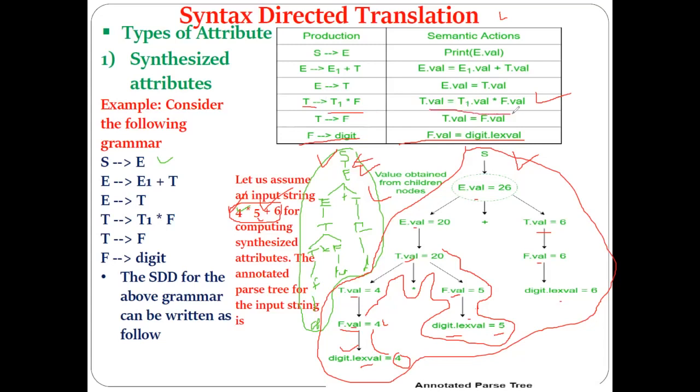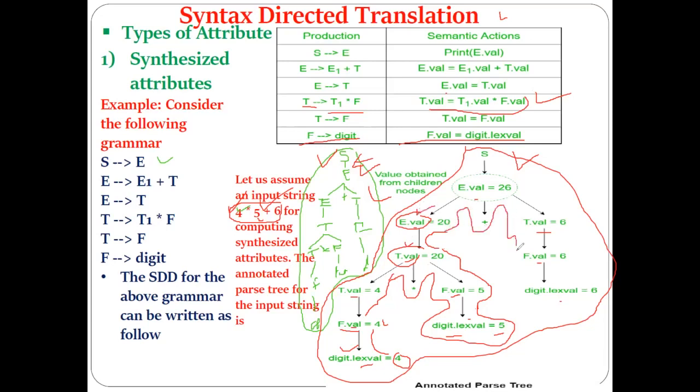And what semantic rule do I have to perform here? T1 dot value × f dot value reduced to t dot value. So that is the reason here multiplication of 4 and 5 will happen. Now t dot value here is the parent node, and its children nodes are this t dot value and this f dot value. That's why we will get 20 here. We move on traversing in the bottom up fashion. That's why this e dot value becomes the parent node and this t dot value becomes the child node. That's why e dot value can take the value from t dot value. That's why this is referred to as a synthesized attribute.